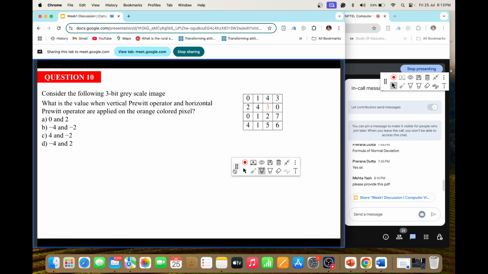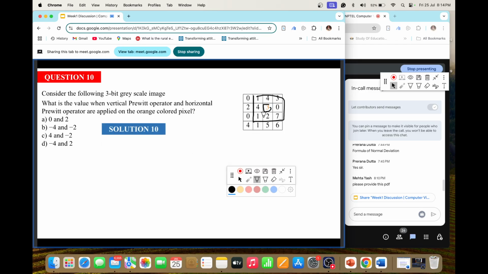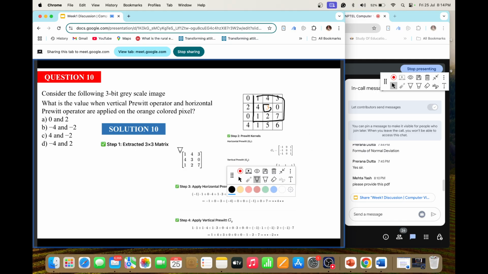Consider the following 3-bit grayscale image. What is the value when the vertical pivot and horizontal pivot operators are applied on the orange colored pixel? Again, the Sobel operator we have already done. Now we have to do it for this pivot operator. First we check the neighborhood. The 3 has been highlighted in orange color. What will be its neighbors? These will be its neighbors, 143, 430 and 127. So this is the 3 cross 3 extracted pixel matrix.